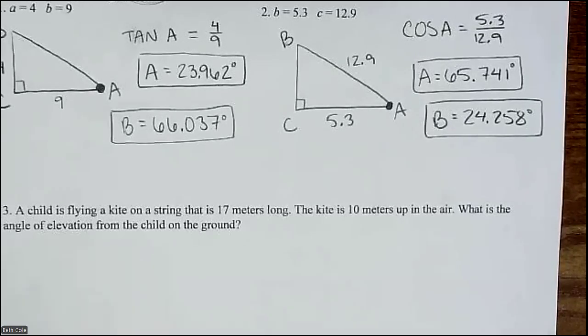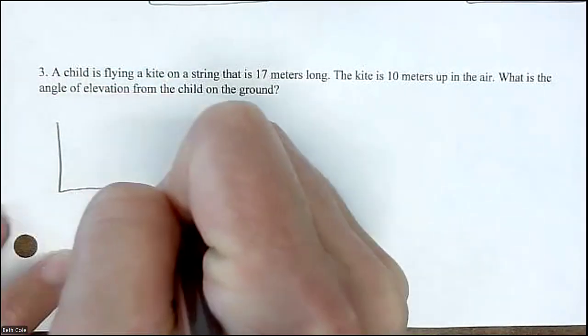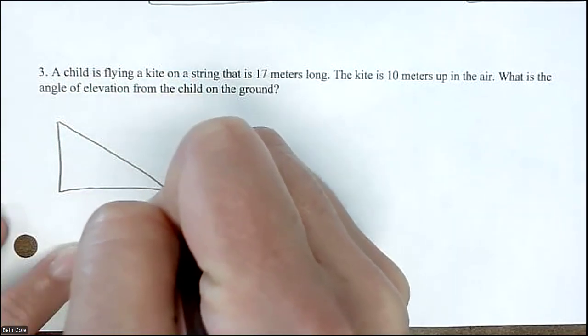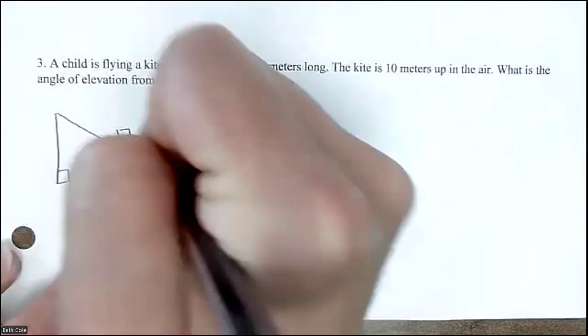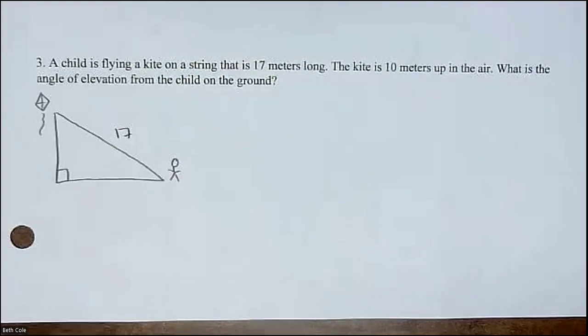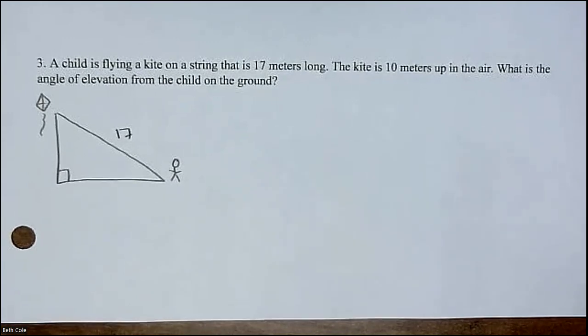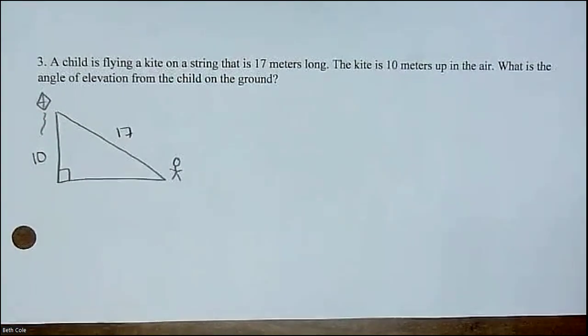Great. A child is flying a kite. Do you have an imagination? You have to have an imagination for this. Oh, yes, ma'am. I have an imagination. All right, draw yourself a right triangle. Child is flying a kite. The string is 17 meters long. Where does the 17 go? The hypotenuse. You have to imagine the kid is down here and the kite is up there. That's the best I can draw that. And you don't even have to put that on there. I'm just trying to help you visualize. All right, the kite is 10 meters up in the air. So where does the 10 go? Yep, on the left, the vertical part.